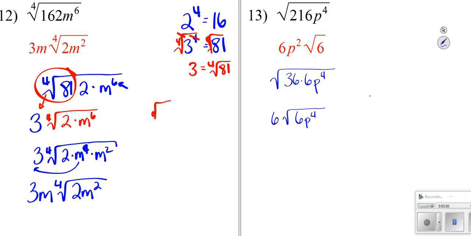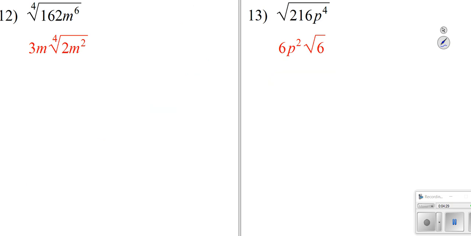Now let's look at that p to the 4th. We can take them out 2 at a time. So how many 2's could we get out of 4? 2 of them. So we can bring that out as a p squared, but let's look at another way we could look at this. Split that p to the 4th up into the pieces that you can take out. So I can take out a p squared, and then what's left over? A p squared. Well, I can take that out too. So this p can come out front, and this p can come out front, and they come out as a p squared, square root of 6.